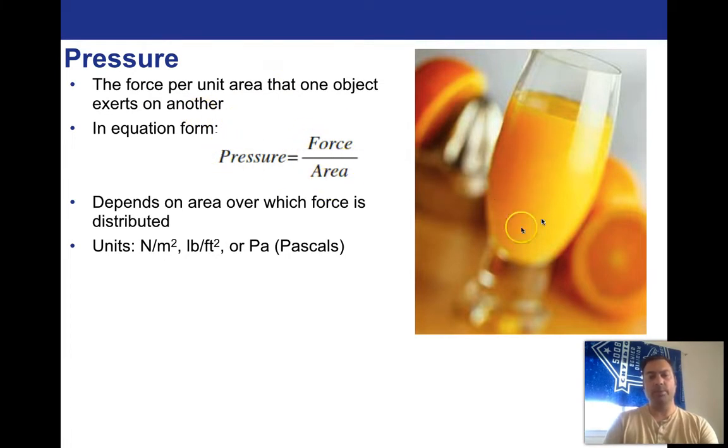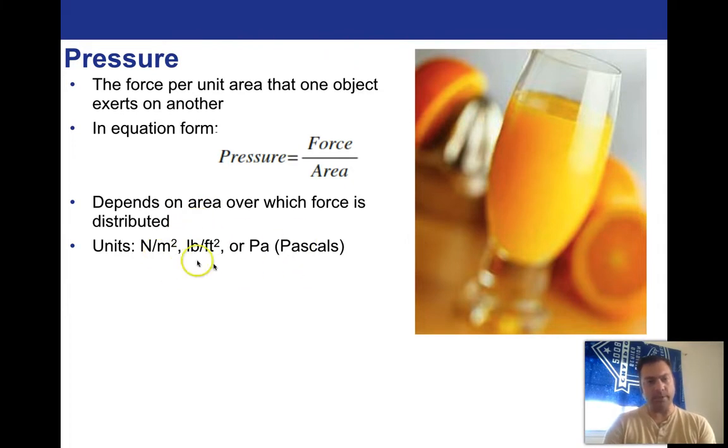And I have a picture of a glass of orange juice. When I was making this particular slideshow, I was really jonesing for some orange juice. Anyway, so here's some fresh orange juice. There's the oranges back here. And really the reason why this photo is in here is because the pressure up here at the top is going to be lower than the pressure down here at the bottom because you have a whole column of orange juice sitting on top of it. So obviously, the force per unit area at the bottom is going to be greater than it is up here at the top. And it also depends on the area over which force is distributed.